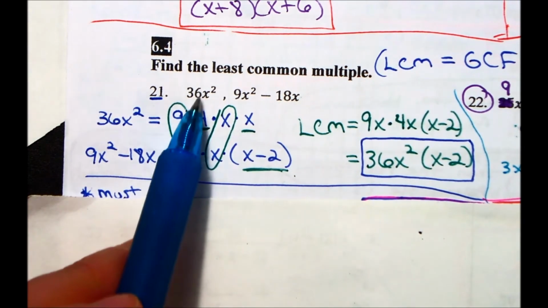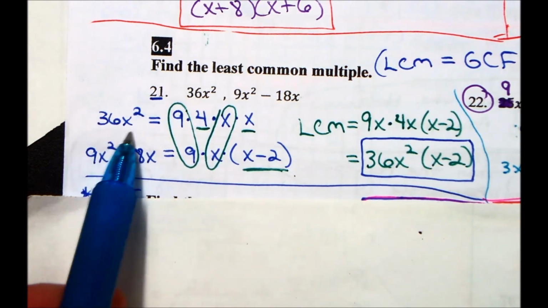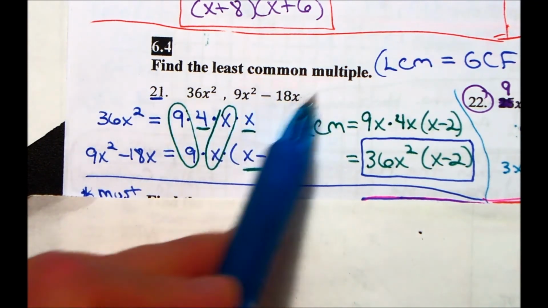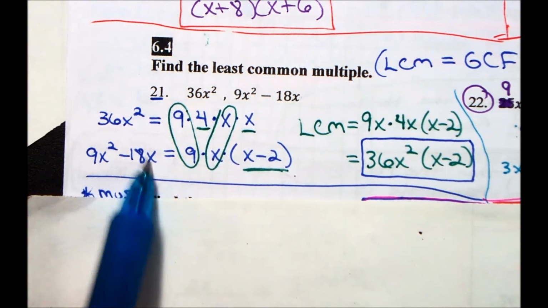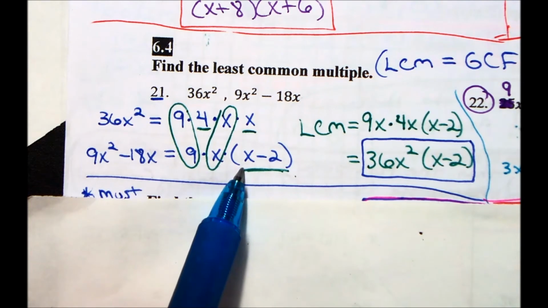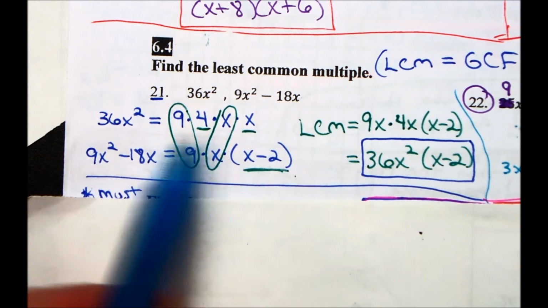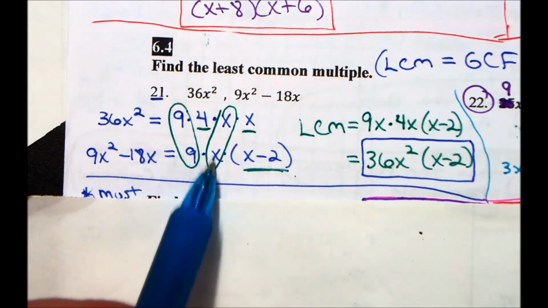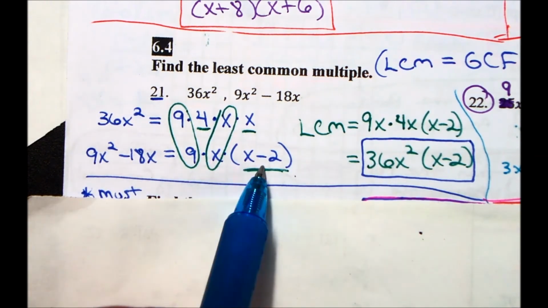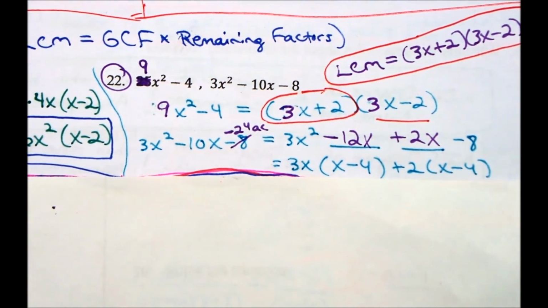So again, factor the 36x squared into 9 times 4 times x. Factor the 9x squared minus 18x by factoring out the GCF, 9x, and then x minus 2 is left over. Your least common multiple comes from taking what they have in common, you only need one of those, times all the leftovers. All right, so then in number 22, same kind of idea.